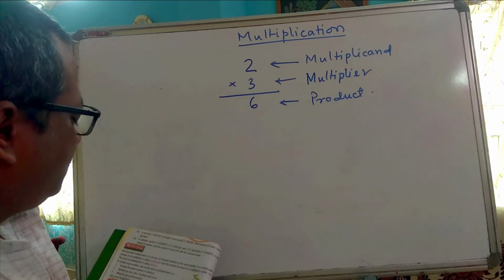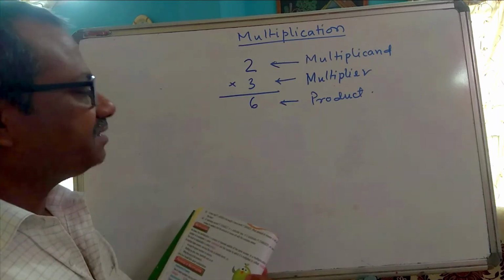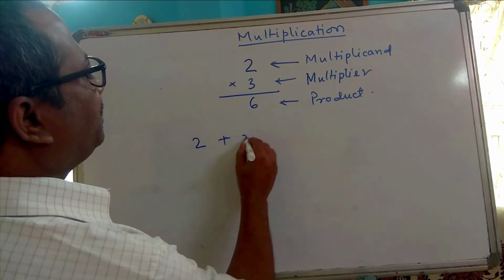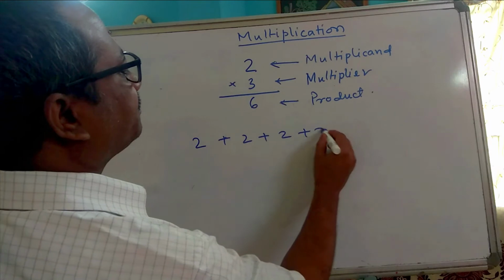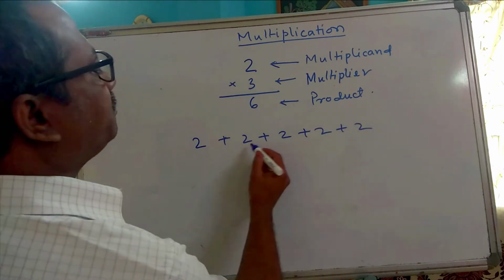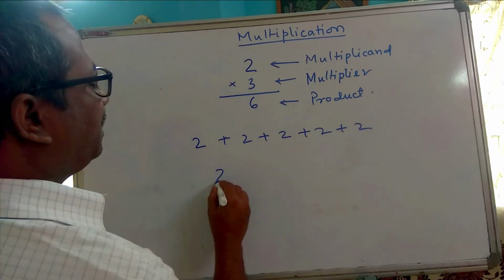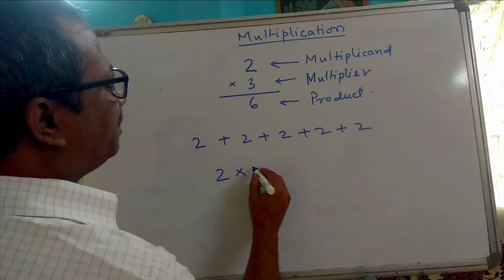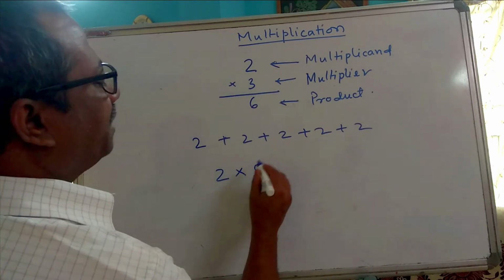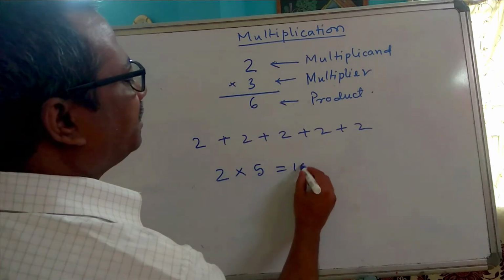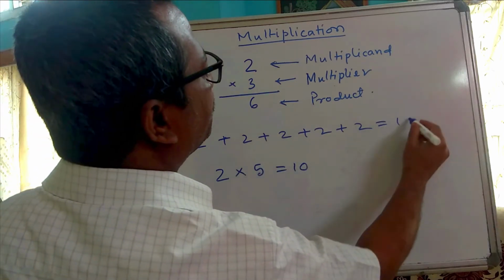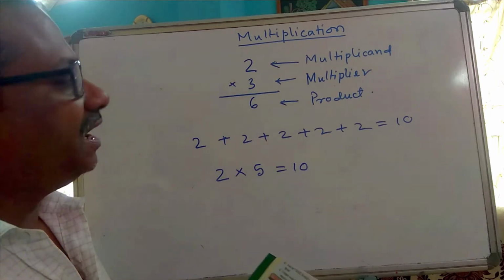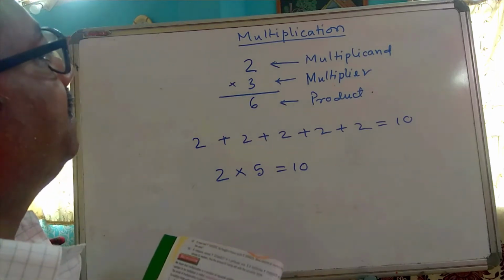Multiplication is a process of repeated addition of the same number. Suppose 2 is added 5 times. 1, 2, 3, 4, 5. 2 is added how many times? 5 times. So the same number is repeated. So 2 5s are 10. If you add, you will get here also 10. So multiplication is a process of repeated addition of the same number.